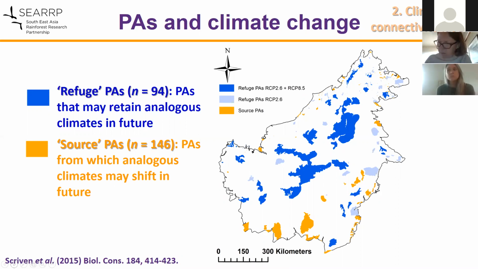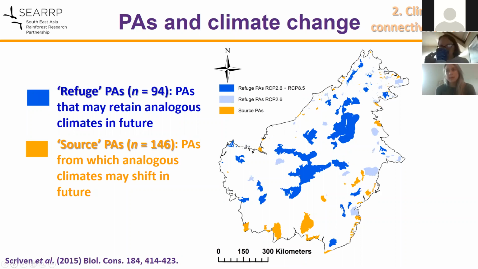And so I assumed that these are the protected areas from which species may need to move out of in order to track cooler climates. And these protected areas are shown in orange, and I've just given them the name of source PAs. Whereas the blue protected areas are generally at higher elevation, and these are likely to retain analogous climates in future, and that's because they span quite wide elevational gradients. And so I predicted that species may be able to track climate within these protected areas.